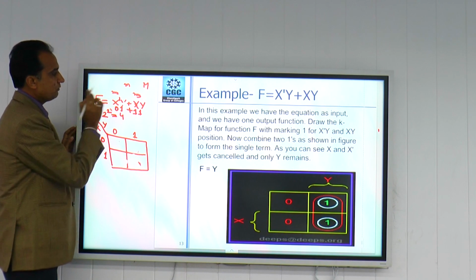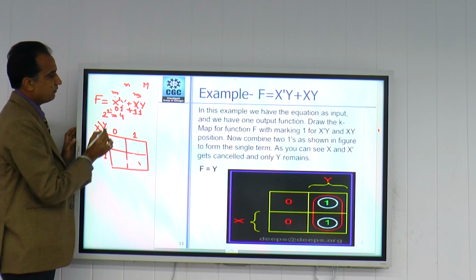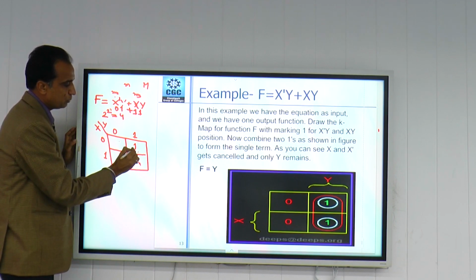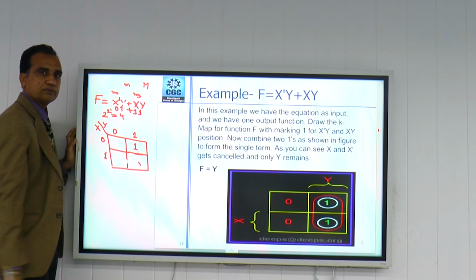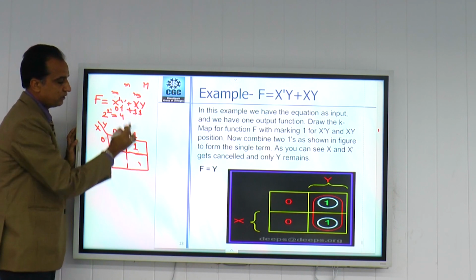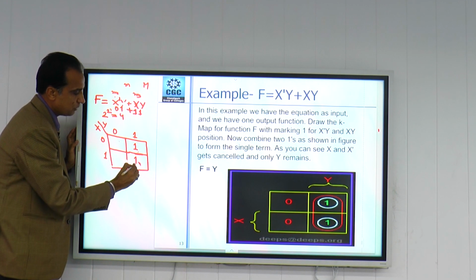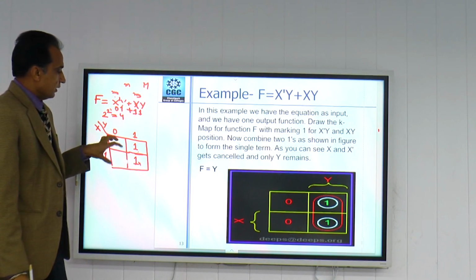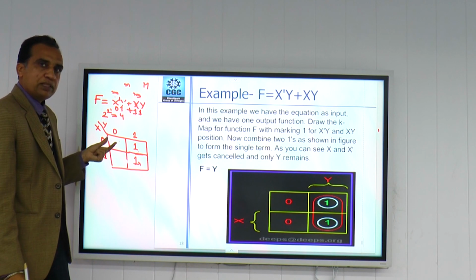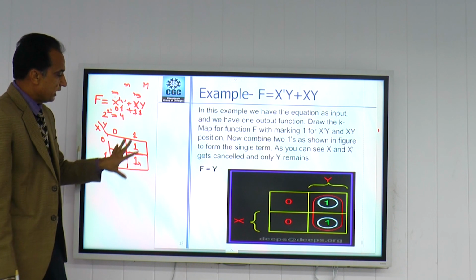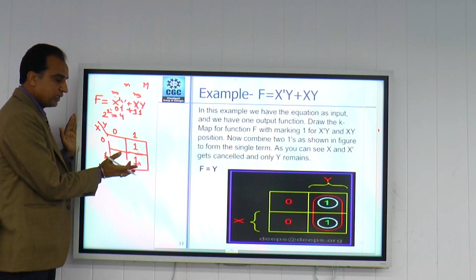Corresponding to the first min term, means m1 or 0, 1, means this box. Now we have to put 1 in this box. Similarly, next value is 1, 1 or m3. m3 is represented in this box, so we have to put 1 in this box. The other boxes can be left blank or we can fill 0 in them. Now we have filled the K-map.